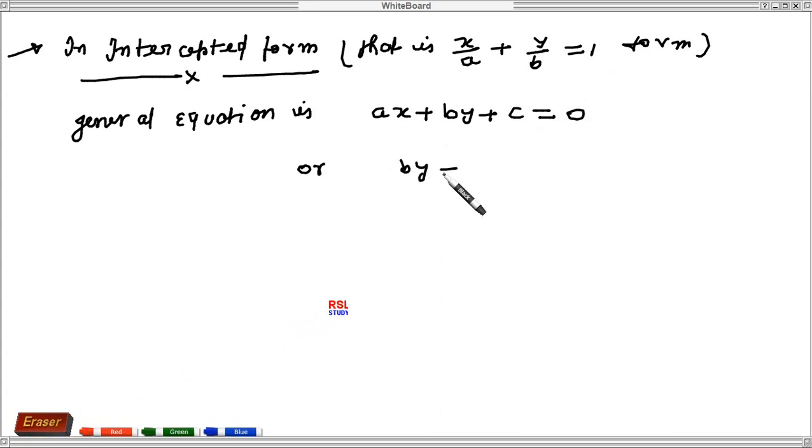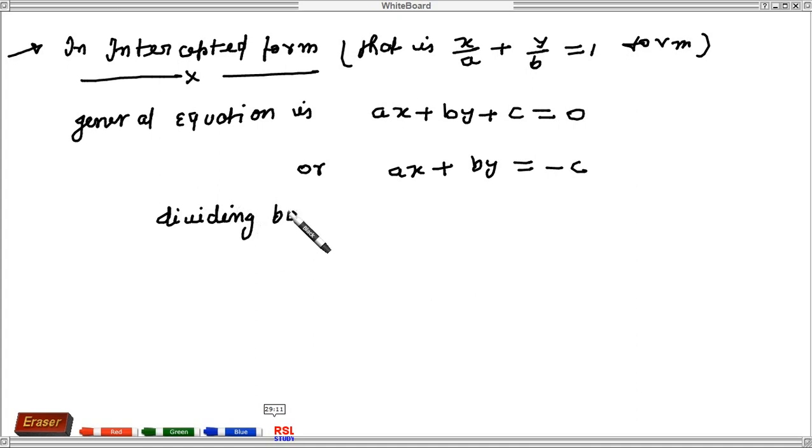So now converting this, we shift only c in this direction, because the x term and y term should be on the left side. And there should be a 1 on the right hand side, so we will divide by minus c, so that the right hand term becomes 1. So dividing both sides by minus c.